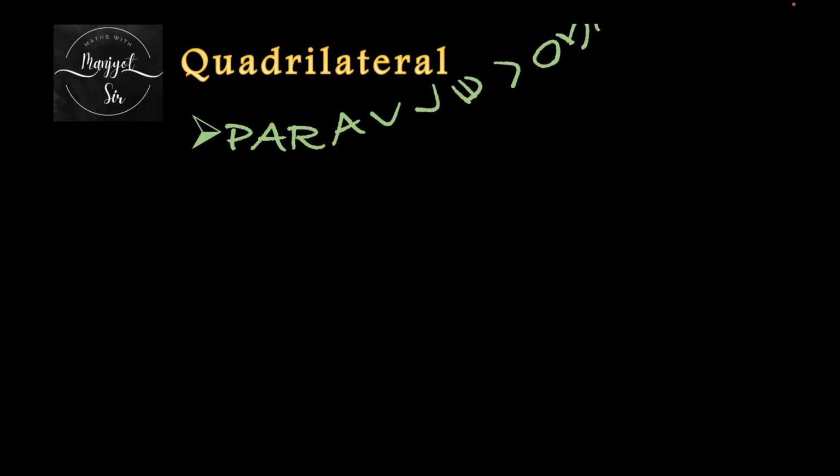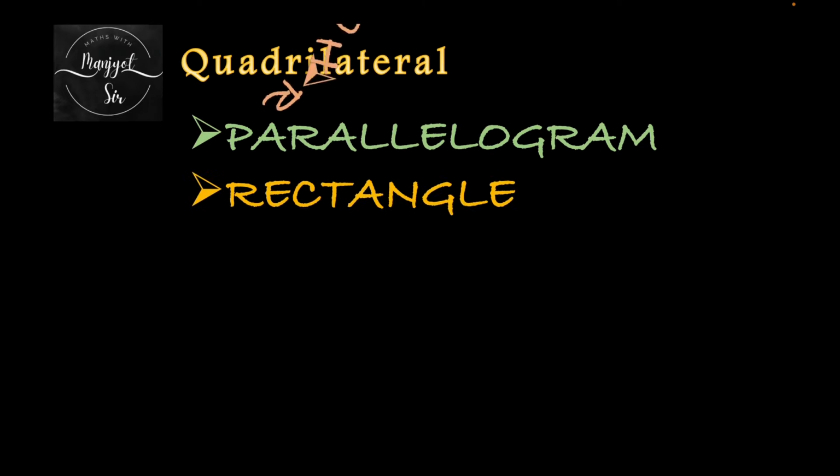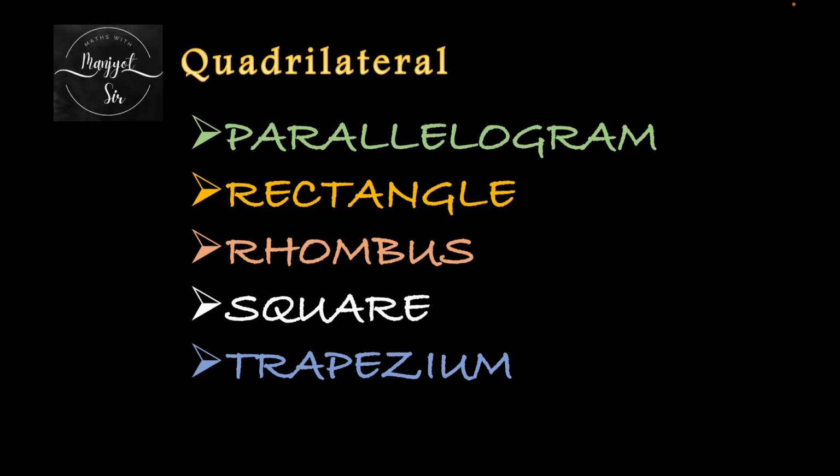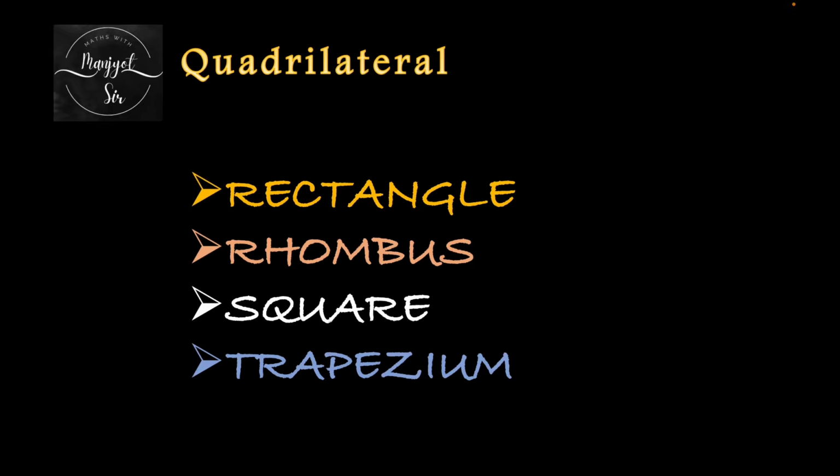In this quadrilateral series, till now we have already learned that there are a total of 4 to 5 types of important quadrilaterals: parallelogram, rectangle, rhombus, square, and trapezium. In the previous video, we studied what a parallelogram is. So let's remove it. And in the incoming videos, we are going to study rhombus, square, and trapezium.